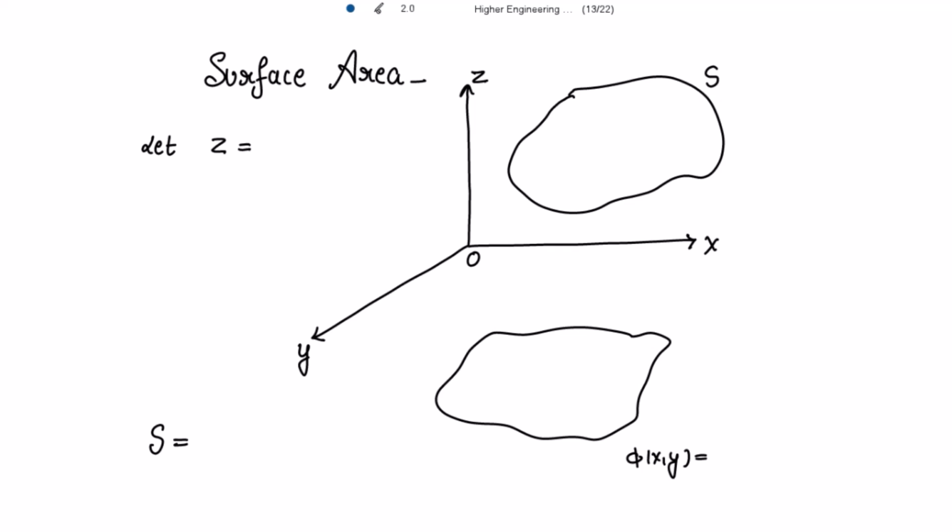Alright, this is your x, y and z axis, and let this be the surface z equal to f of xy, that is your S. And this is the region R, that is the orthogonal projection of this surface S on the xy plane. That is given by this region R, that is phi of xy equal to 0. For the xy plane, z is 0, so phi of xy is 0 over here.